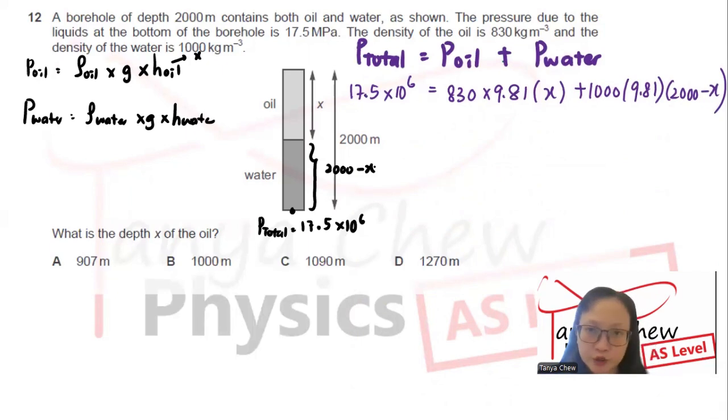So equation of pressure of the oil is rho g h. Density of the oil is 830, g is 9.81 and the height of the oil is X, plus density of the water is 1000 and g is 9.81, height of the water is 2000 minus X, which is equal to the total pressure. All you need to do is just solve it. Eventually, X that you need to get is 1271 meter and I round it off to D.